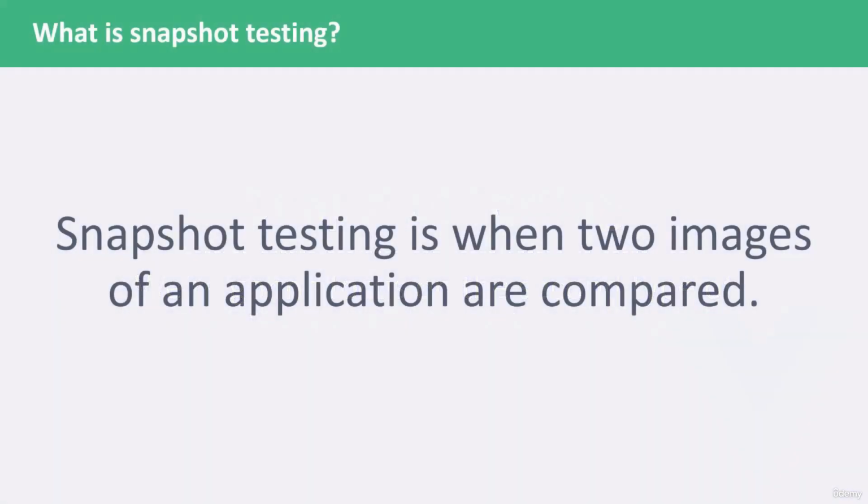Snapshot testing is when 2 images of an application are compared. It's similar to the game Spot the Difference. The comparison is performed by a machine instead of a human. It's much faster and accurate. We're going to be using Vitest to write snapshot tests. It's primarily a unit testing library, but can handle all our snapshot testing needs as well.